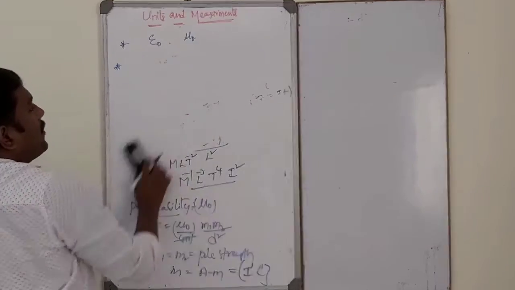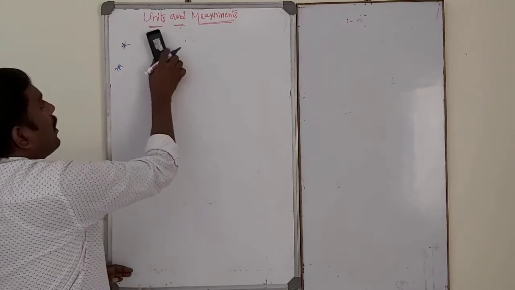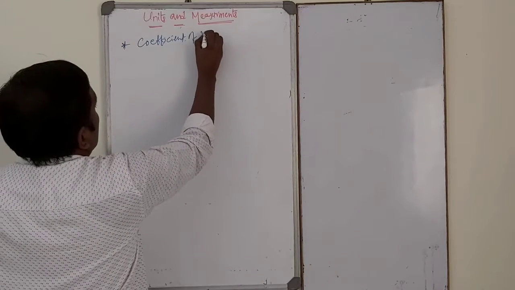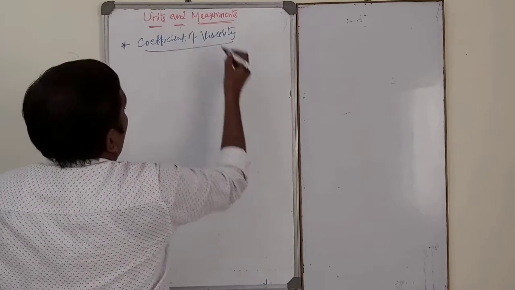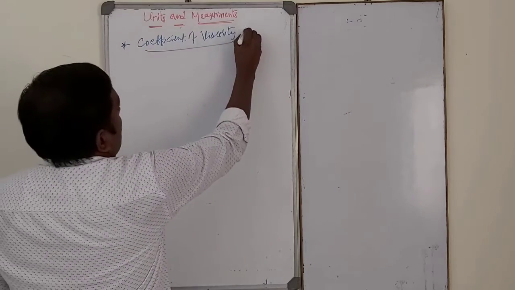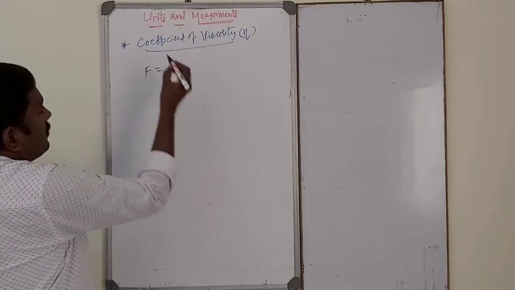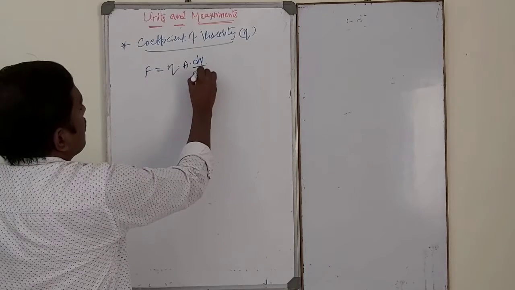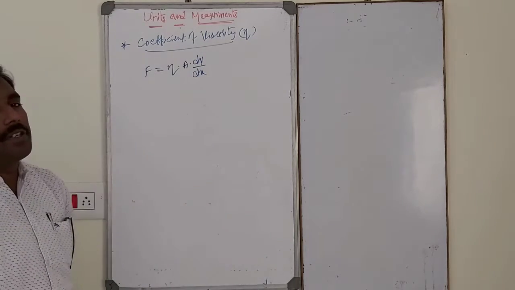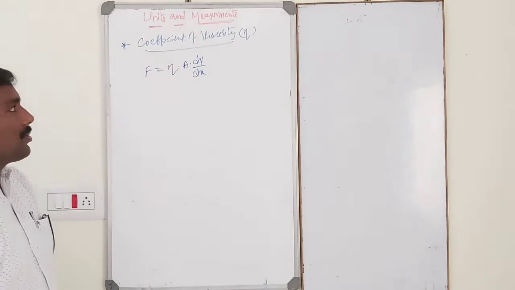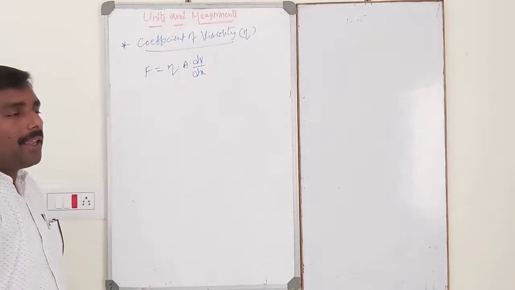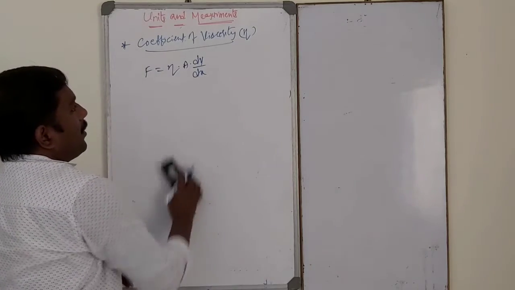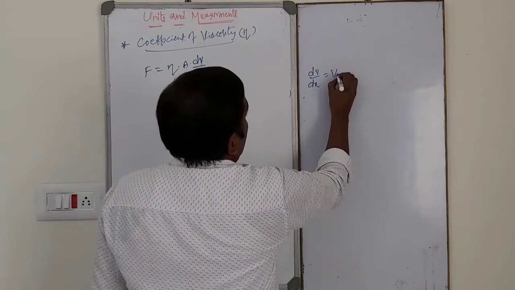Next one, coefficient of viscosity. Dimensional formula for the coefficient of viscosity. Coefficient of viscosity is represented by the letter eta. See, I will take one formula, F is equal to eta A dv by dx, to find out the coefficient of viscosity. F is the viscous force, eta is the coefficient of viscosity, A is the area, and dv by dx is the velocity gradient.